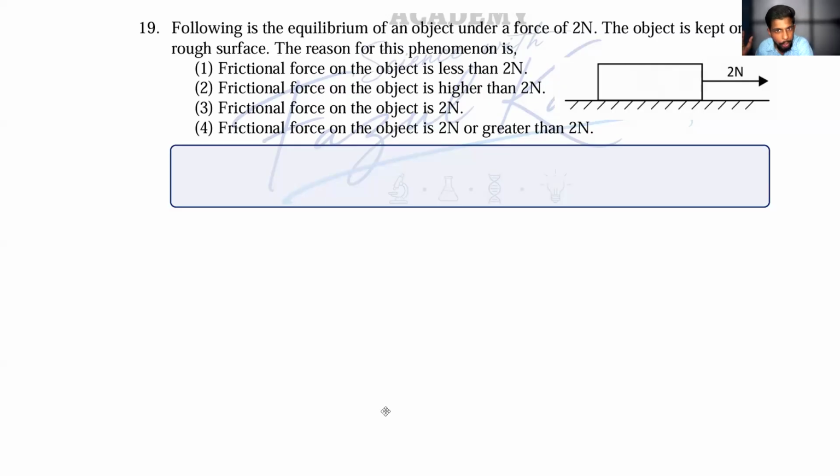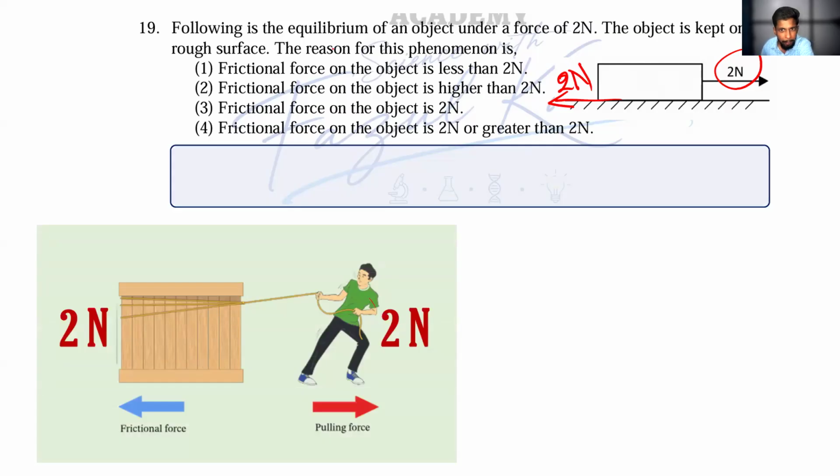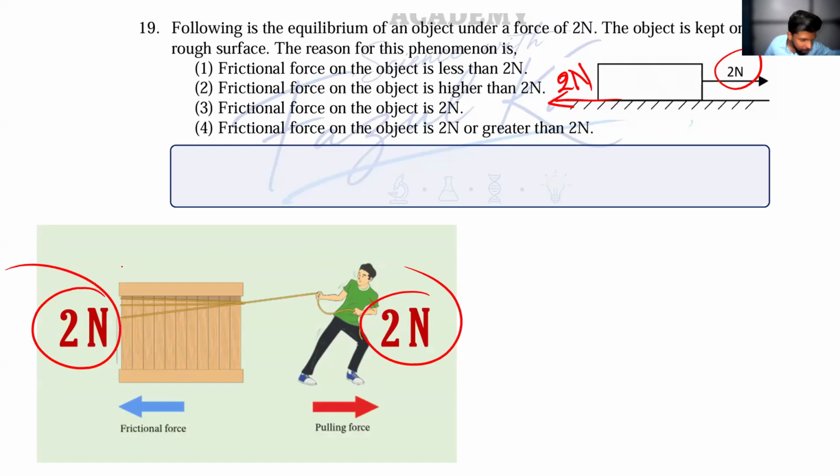Yeah, they are applying 2 Newton force, still the object is in equilibrium. But the object is not moving. What is the reason for that? Why is the object not moving? Because we have the frictional force that is also 2 Newton. Earlier you may remember, I have shown you a picture like this, right? When I apply 2 Newton, the frictional force is also 2 Newton. When I am applying 3 Newton, the frictional force is also 3 Newton.